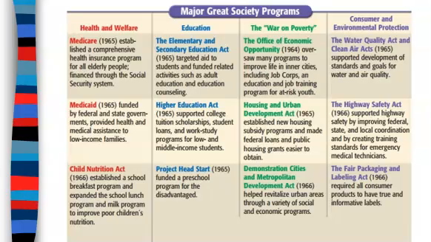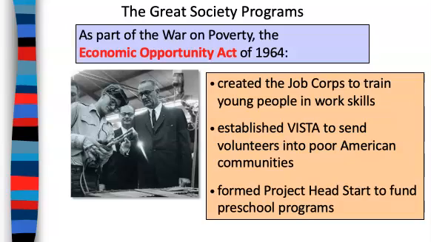Now, these Great Society programs are going to touch lots of areas: health and welfare, education, the war on poverty, as well as consumer and environmental protections. So we'll touch on a couple of these in some more detail here in just a second. Our first one that we want to look at is the war on poverty. Now, one of the major elements was the Economic Opportunity Act, which was passed in 1964.